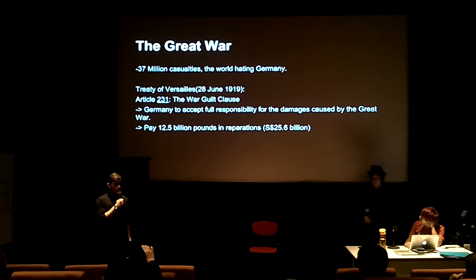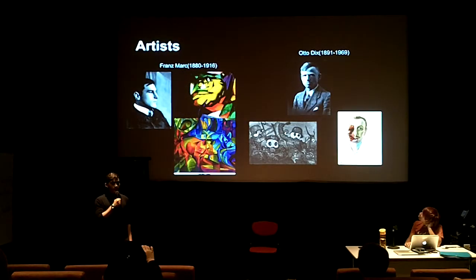Many of the German artists had died during the war, and the ones who survived suffered from psychological trauma. We have two examples here, Franz Marc and Otto Dix. Franz Marc uses futurism and cubism, and unfortunately he was killed in the war. Otto Dix survived, but you can see in his art how he uses all these scary images in his paintings.